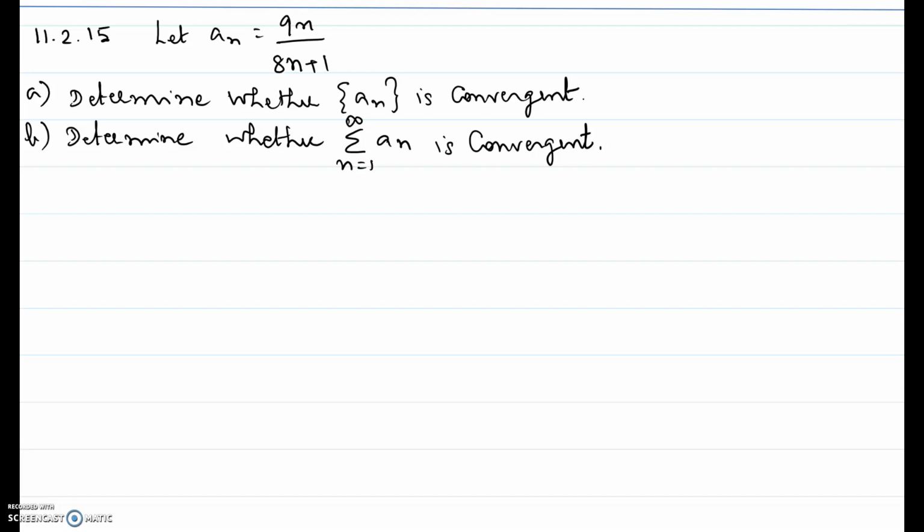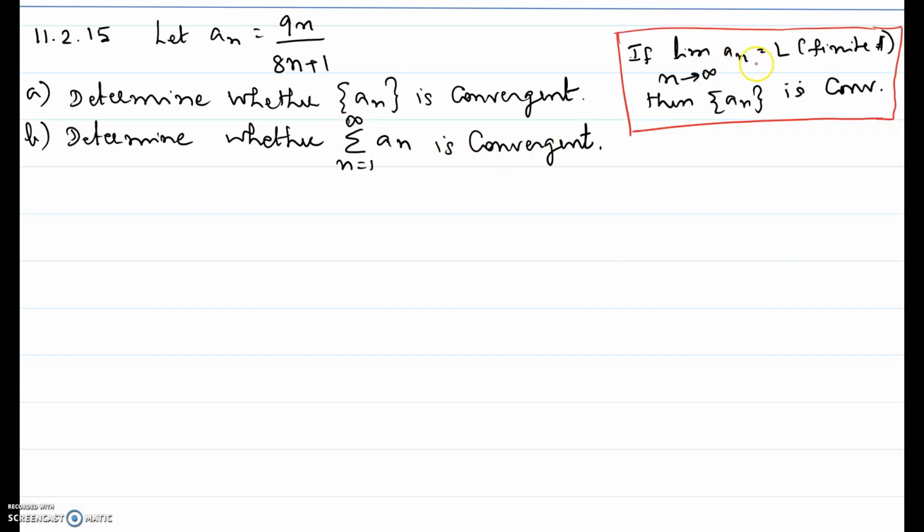Hi, in this video, I will be showing you problem number 15 of chapter 11 section 2. Let a sub n, or the nth term of the sequence, equal 9n over 8n plus 1. Part A, determine whether the sequence is convergent. Part B, determine whether the series sigma a_n, n varying from 1 through infinity, is convergent.